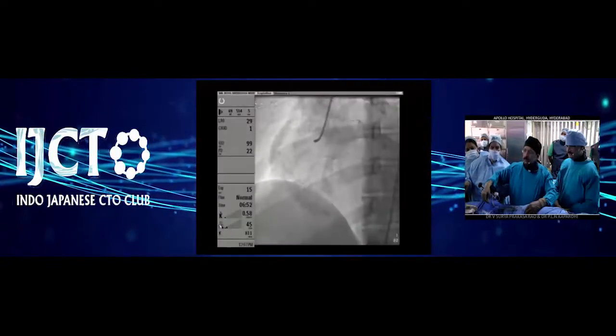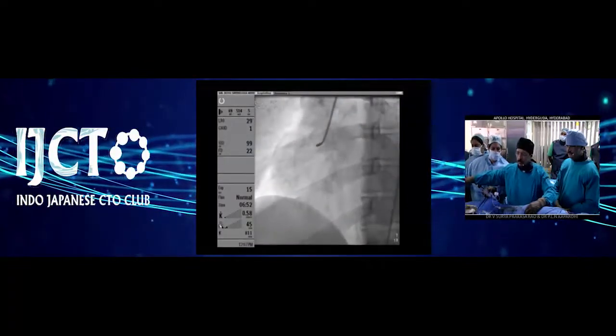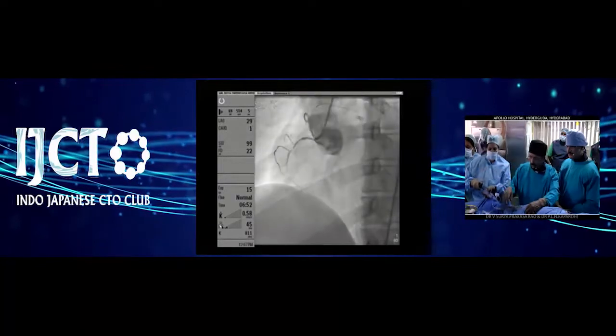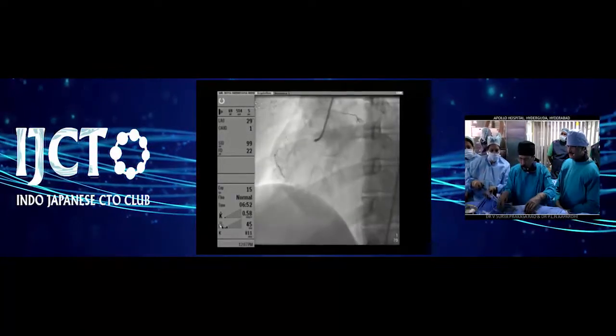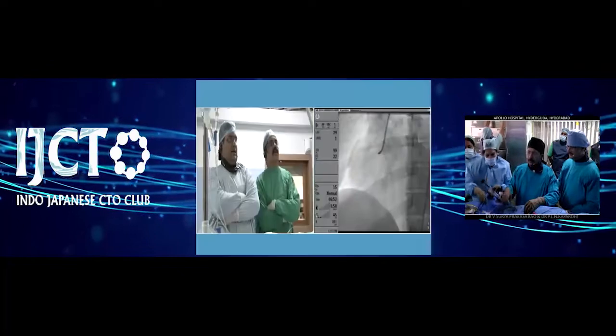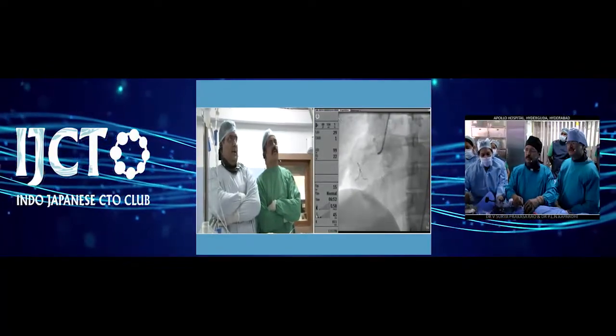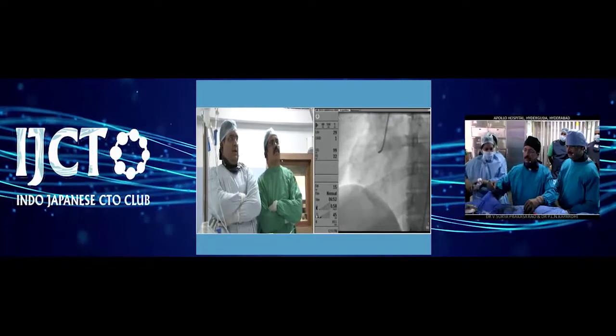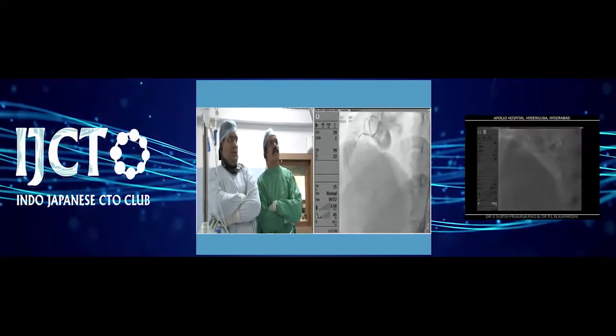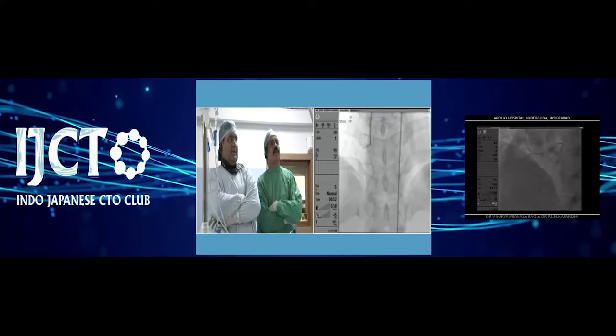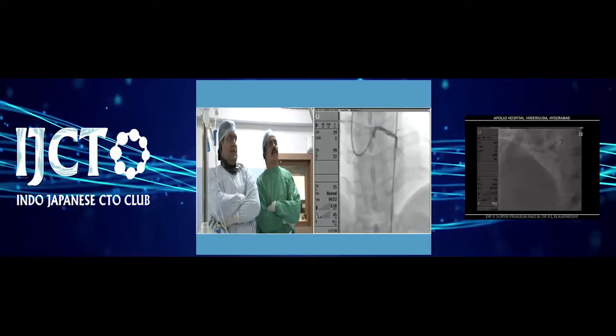Can we go on to the fluoro screen, please? Okay. So now you can see the right coronary artery. The status compared to the previous angiogram, there is an improvement with possibly an intracoronary collateral through which the antegrade flow is there. Next, please.